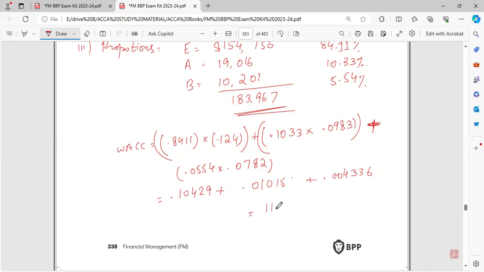So the answer is 11.87%. This is the weighted average cost of capital. Any question?